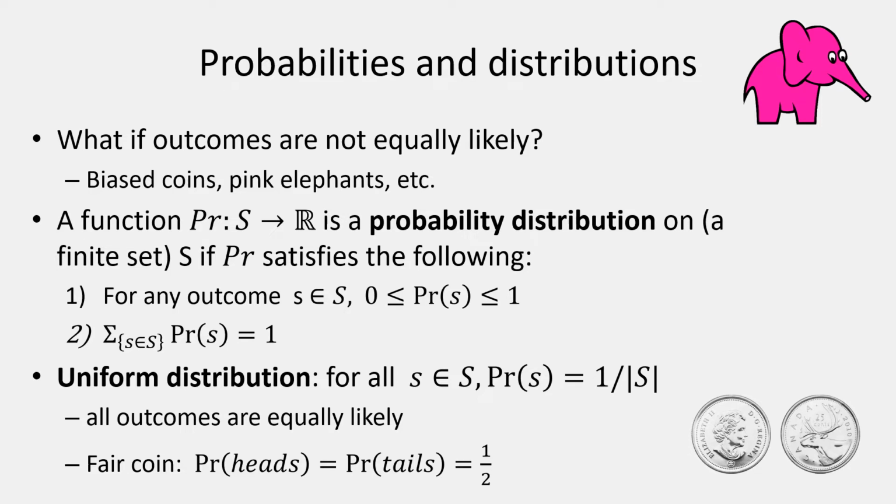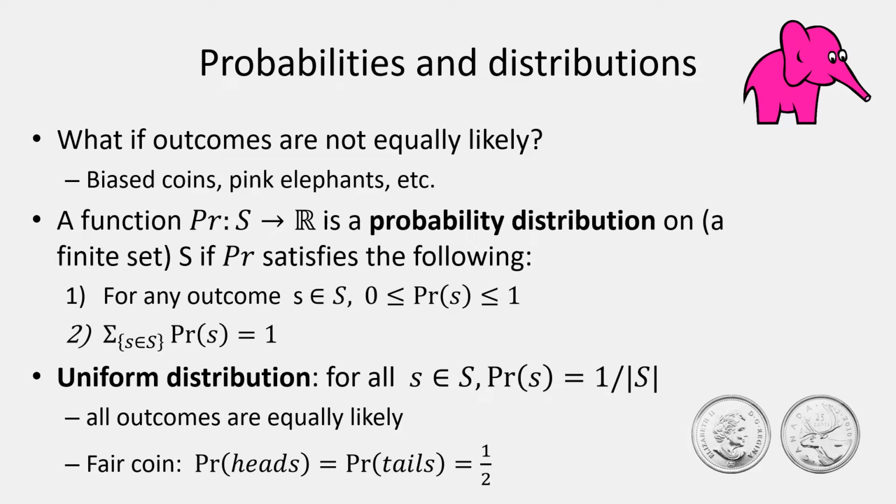And let's just say that a function is a probability distribution if it satisfies two properties. So it's defined on a set, so it's a function from a set to real numbers. And for any outcome, any element of the set, the function takes a value between 0 and 1. And moreover, if you sum up the values of your probability distribution over all elements in the set, you get 1.